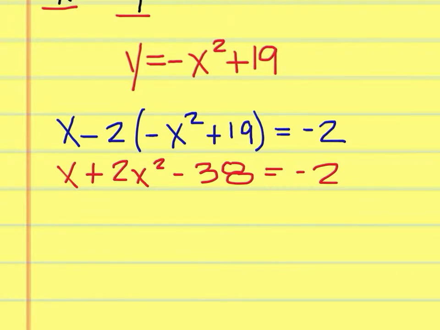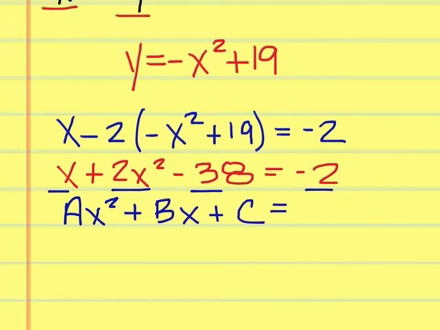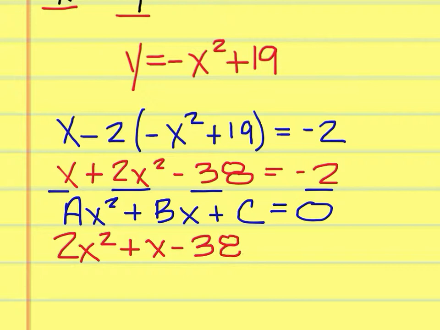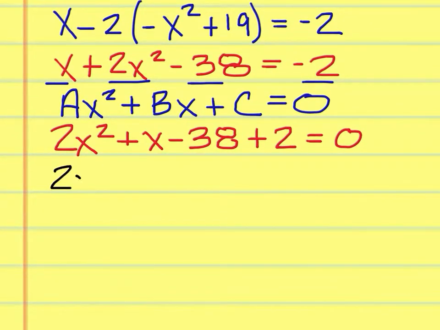You want to make a quadratic equation from this. You have an x squared, an x, and two constants. You want everything on the left in order in this form: ax squared plus bx plus c equals 0. So we're going to have 2x squared plus x minus 38 and move the -2 to the left, make it plus. Now go simplify your constants at the end. -38 plus 2 is a -36.